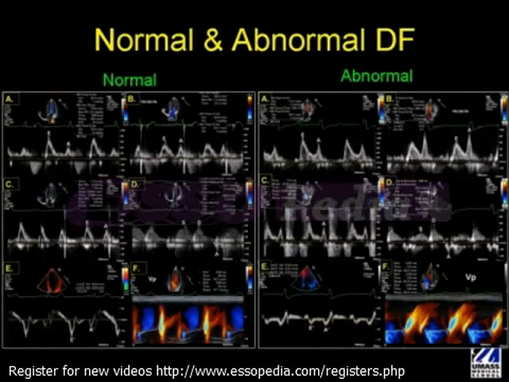Now, if we look down at panel C, the A wave durations are virtually the same, so panel A and C really have no difference at all. But if you look to the right, the pulmonary veins tell a nice story here. We see that the S and D wave in the normal example ratio is about 1 or just above 1, and the atrial reversal velocity and duration are normal for the most part.